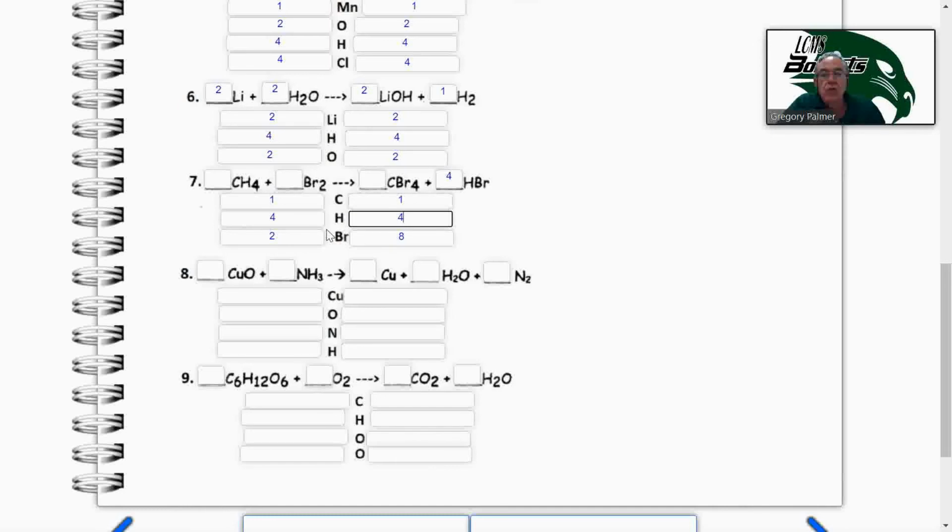Okay, so I don't have enough bromine over here. I have 8 on the product side, only 2 on the reactant side. So if I put a 4 here, 4 times 2 is 8. And check 1, 1, 4, 4, 8, 8. I'm going to put 1 here, 1 here.